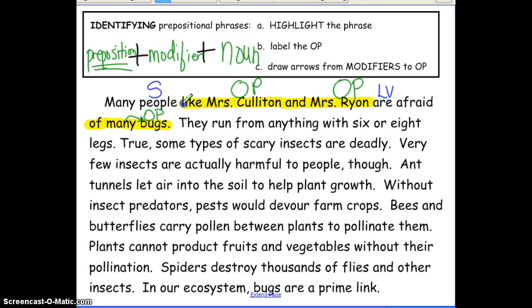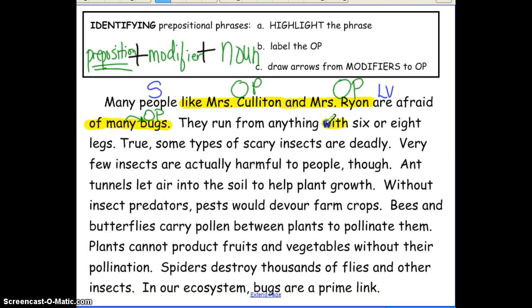All right, next sentence. They run from anything with 6 or 8 legs. Two prepositional phrases in here. So you're looking for a preposition. Find me a preposition. Nick? So you're looking for a word in this sentence that's on this poster or on your list. You're close to it. With. So with is a preposition.